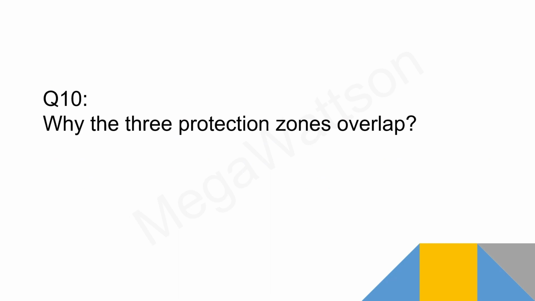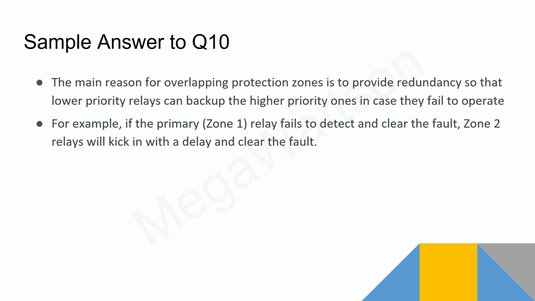Question number 10. Why do protection zones overlap? Well, the main reason for overlapping protection zones is to provide redundancy, so that lower priority relays can back up the higher priority ones in case they fail to operate. For example, if the primary Zone 1 relay fails to detect and clear a fault, then Zone 2 relays will kick in with a delay and clear the fault.